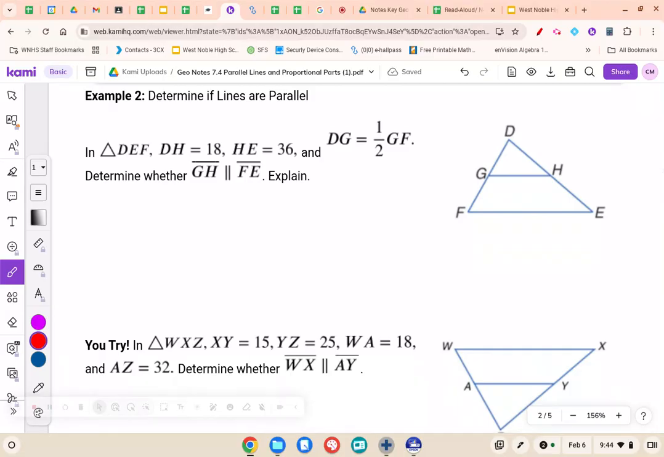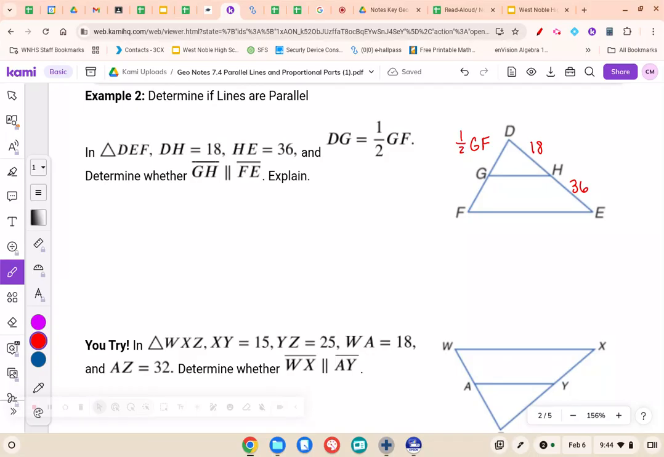So I need to start by labeling these things. DH is 18. HE is 36. DG is 1/2 GF. Now, that can be a little bit confusing since we have an expression instead of just numbers. Sometimes this is pretty easy, okay?